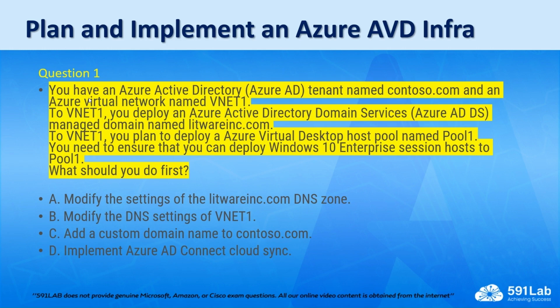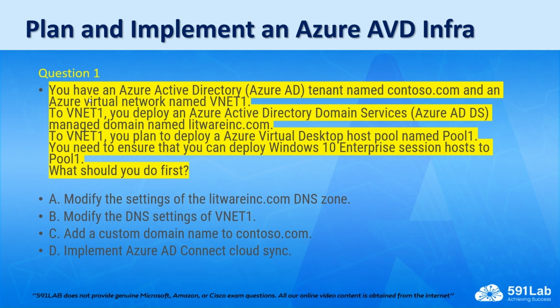The first question reads, you have an Azure Active Directory, Azure AD, tenant named contoso.com, and an Azure Virtual Network named VNet1. To VNet1, you deploy an Azure Active Directory Domain Services, Azure ADDS, managed domain named litwareinc.com. To VNet1, you plan to deploy an Azure Virtual Desktop host pool named Pool1. You need to ensure that you can deploy Windows 10 Enterprise session hosts to Pool1. What should you do first?